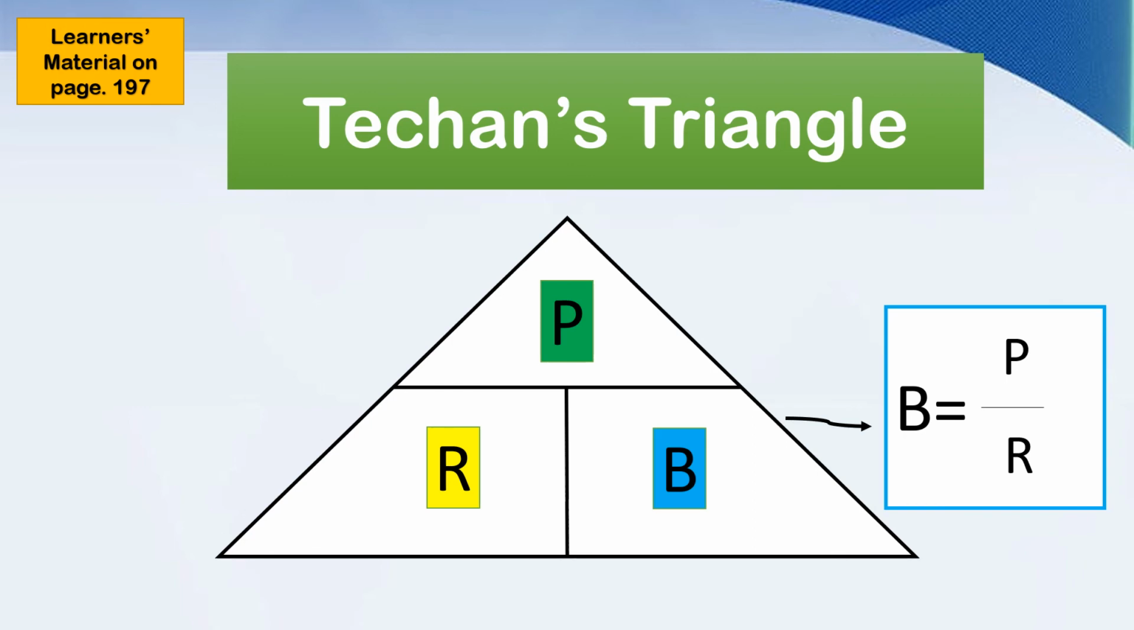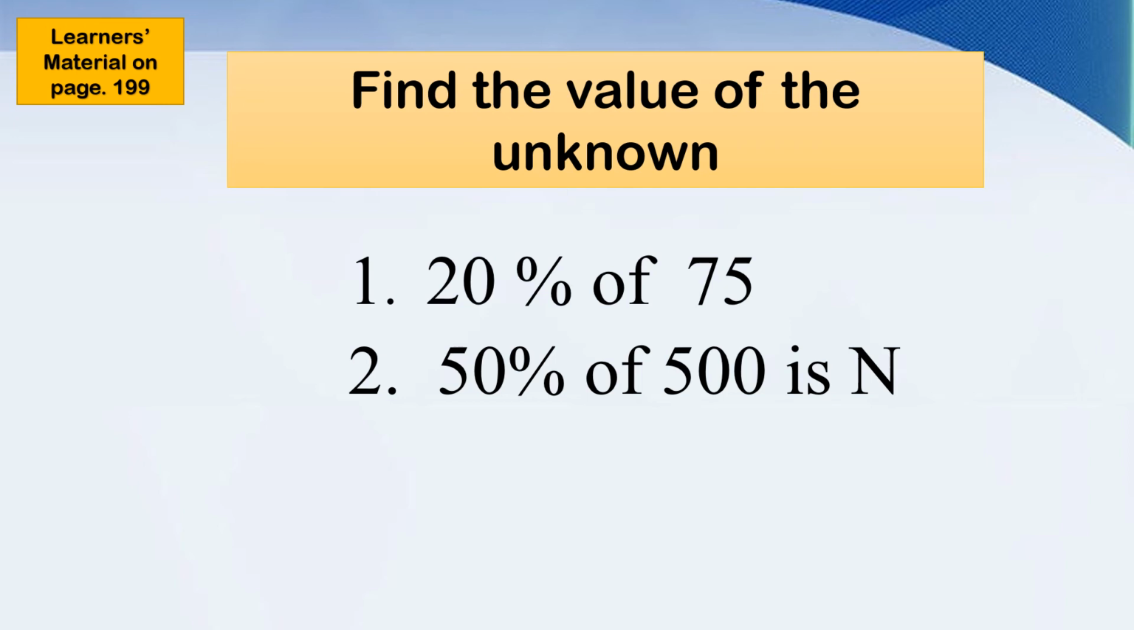Remember, kids, to always change the rate to decimal form before computing. Also, rate and base may be interchanged, but percentage will always be on top of the triangle. This time, I want you to open your learner's material on page 199. Let us use the Tetcham's triangle in solving the given problem. Number 1, 20% of 75. Number 2, 50% of 500 is N.